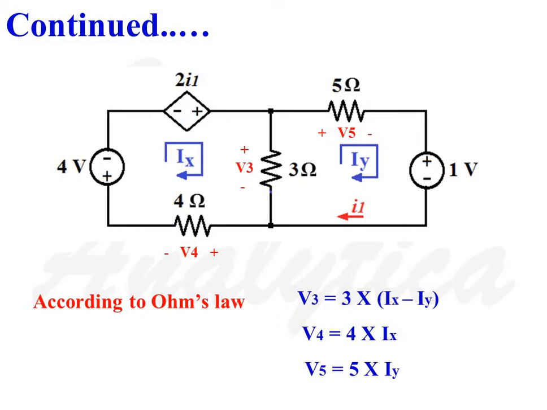According to Ohm's law, voltage drop across 3 ohms resistance is equal to 3 into (Ix minus Iy). Voltage drop across 4 ohms resistance is 4Ix and voltage drop across 5 ohms resistance is 5Iy.